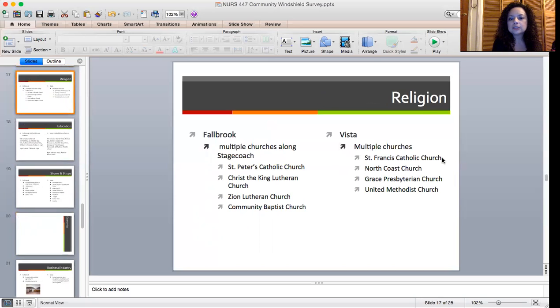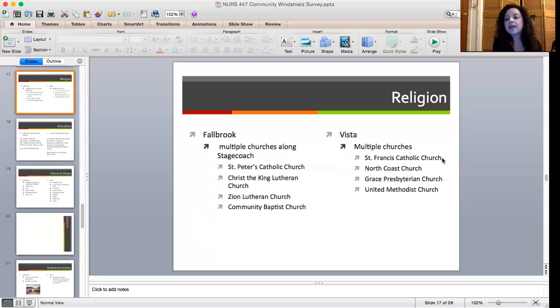Religion. In Fallbrook, throughout my survey, I found that most of the churches are on a specific road, which is Stagecoach. There's St. Peter's Catholic Church, Christ the King Lutheran Church, Zion Lutheran Church, and Community Baptist Church. So they seem to be very diverse in their religion.